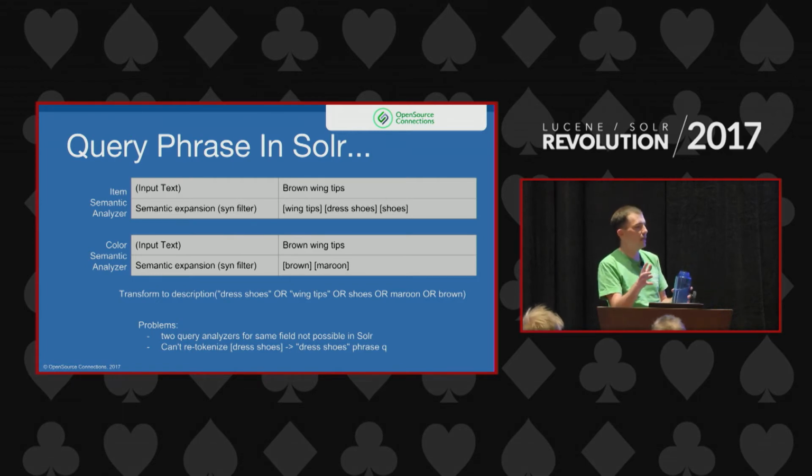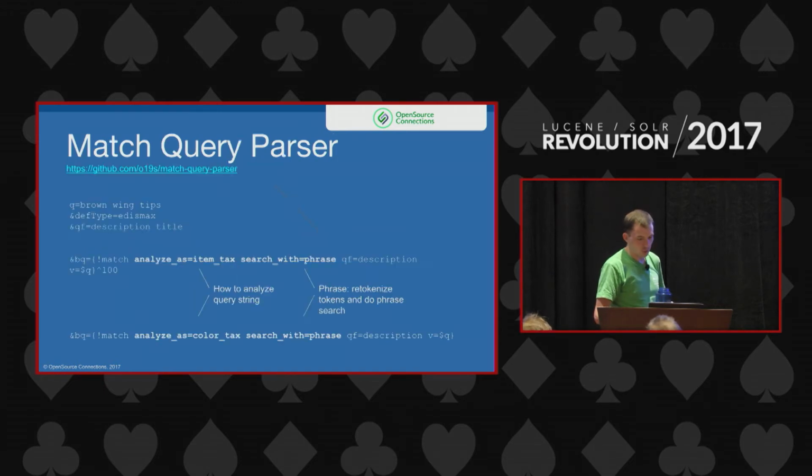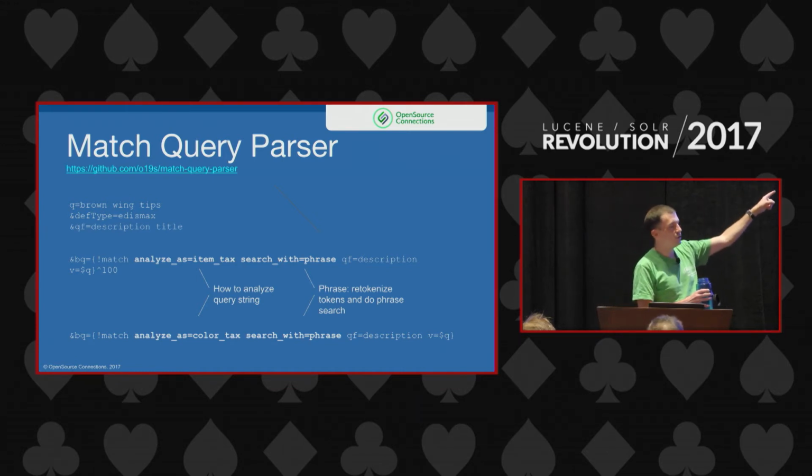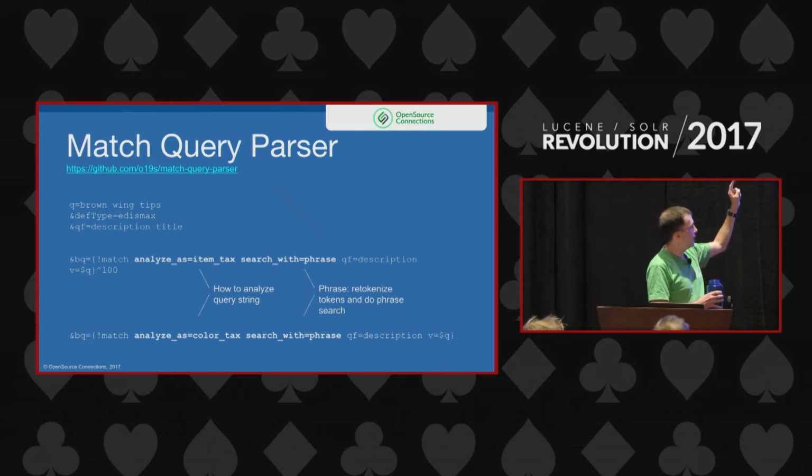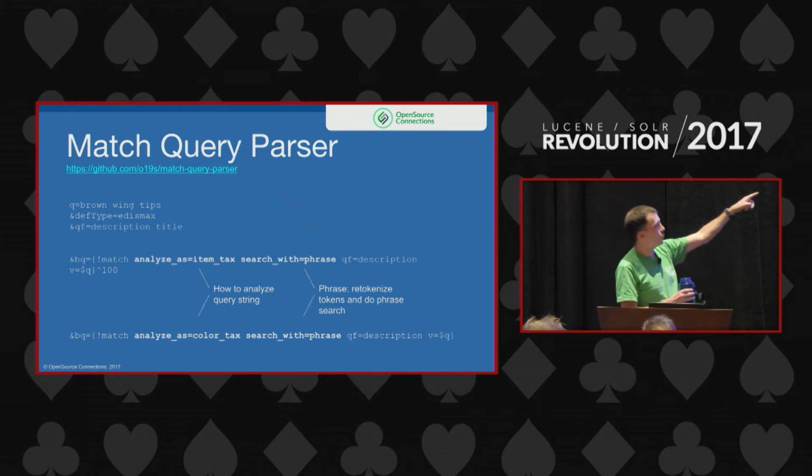If I'm in this query time world, I don't want to have to do the same kind of data modeling I was showing you before. And we have this match query parser that we use as part of the sort of Swiss Army knife I use a lot in Solr, where I will give a Solr field type to say, go fetch the query analyzer from this Solr field type in the item taxonomy, color taxonomy, whatever, and then search with. I can either search it as terms, or I can retokenize.